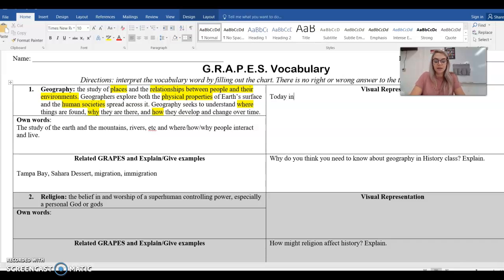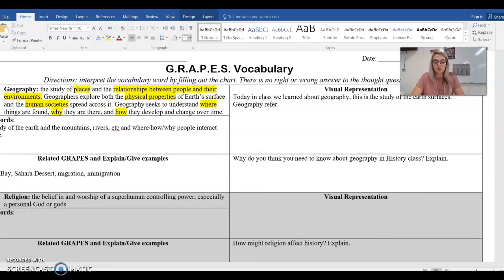So today in class, we learn about geography. This is the study of the Earth's surfaces. Geography refers to the mountains, rivers, lakes, and how people move across the earth. All right, so that you could rewrite.